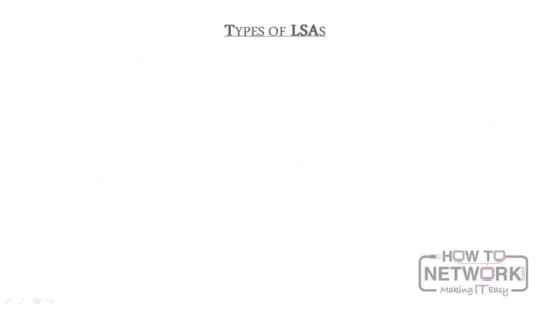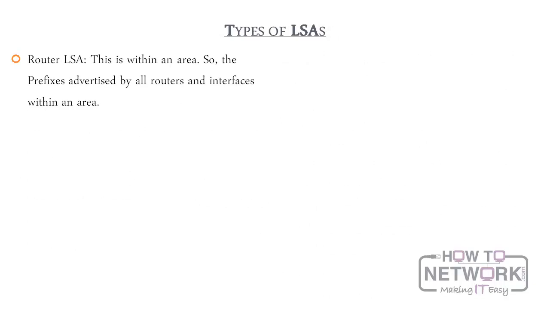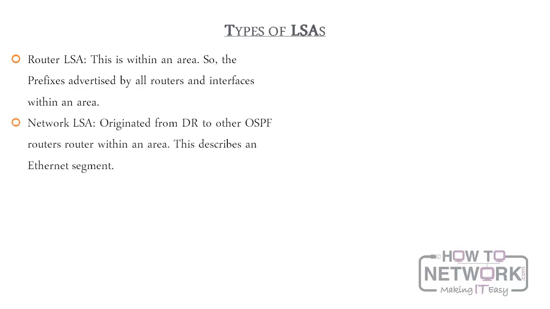So let's talk a little bit about types of LSAs. First of all, we have router LSA or Type 1. This is within an area, so the prefix is advertised by all routers and interfaces within an area. Then we have network LSAs or Type 2s. LSAs originated from designated routers or other OSPF routers within an area.